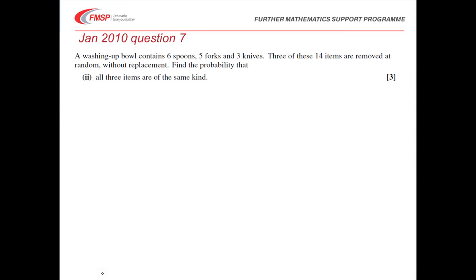This time we're looking at all 3 items being the same kind. So we've got a spoon times a spoon times a spoon, or we have a fork times a fork times a fork, or we have a knife times a knife times a knife. Now of course these are all over the same fraction, which is 14, 13 and 12. So that's actually a really pleasant question.